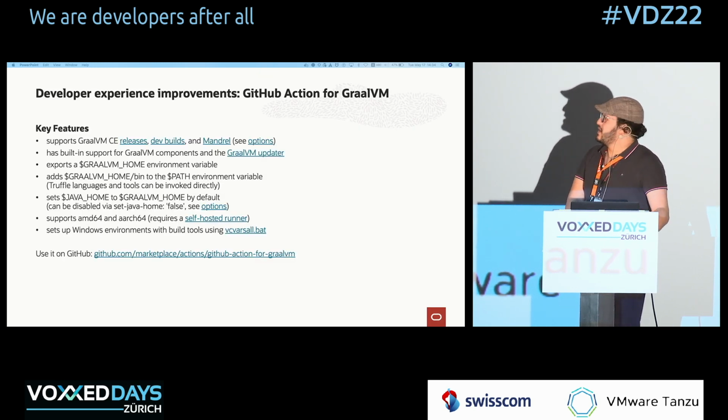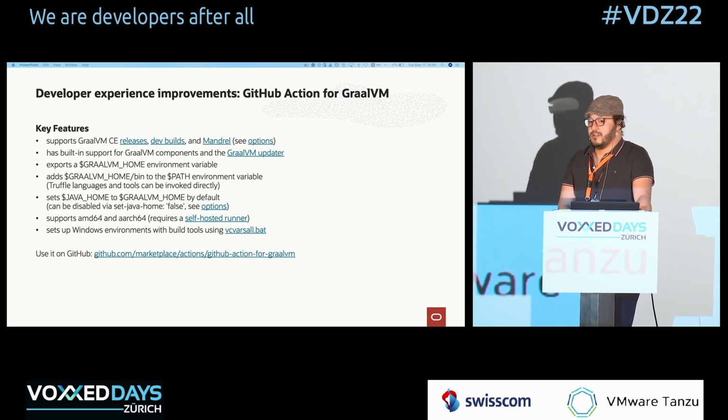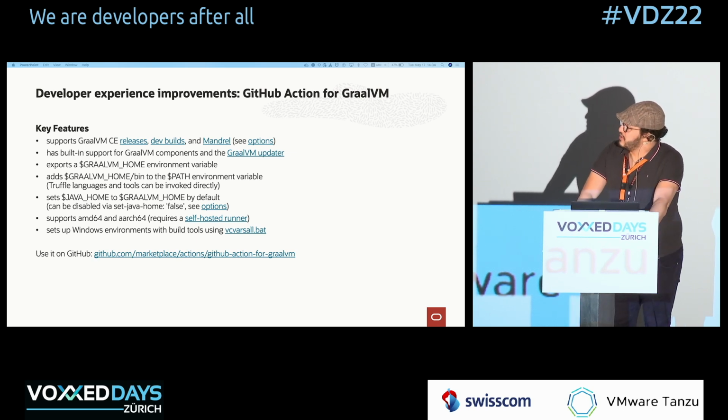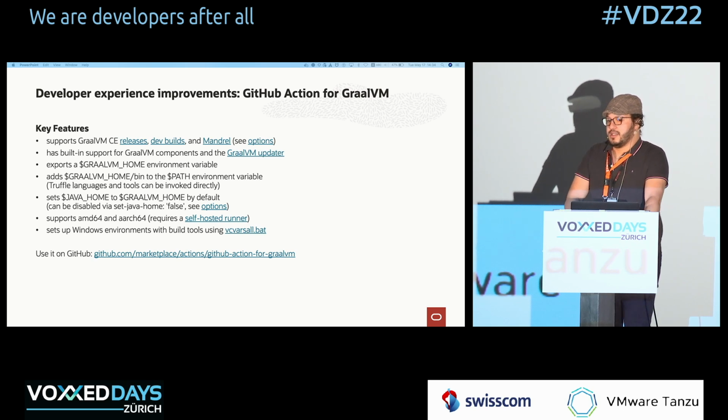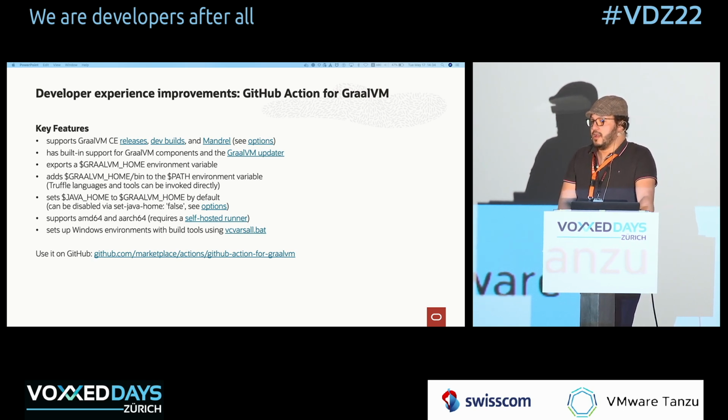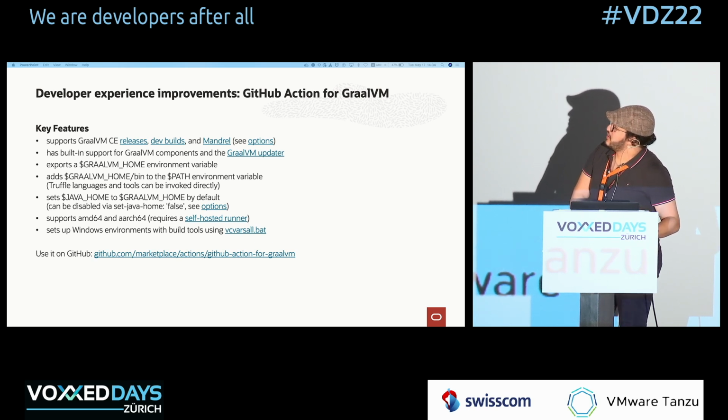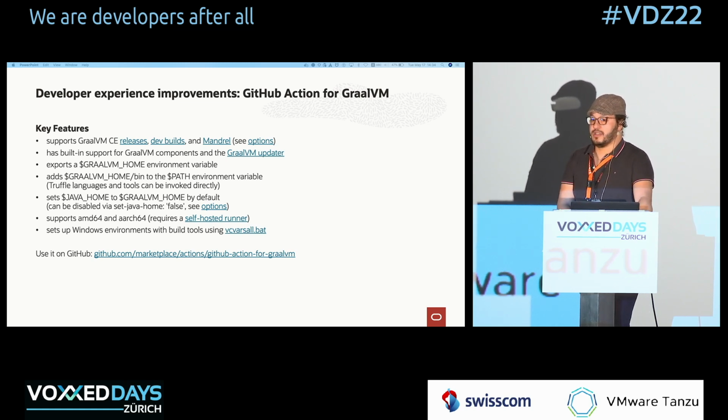Another thing for usability for developers is the new GitHub Action that allows you to use GraalVM in your CI/CD in GitHub without any prior setup from your side. It can be used for Linux containers, but there are also some instructions on how to use that in Windows builds.